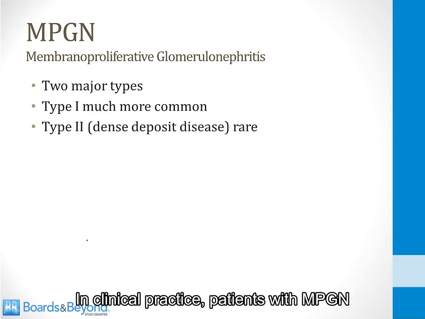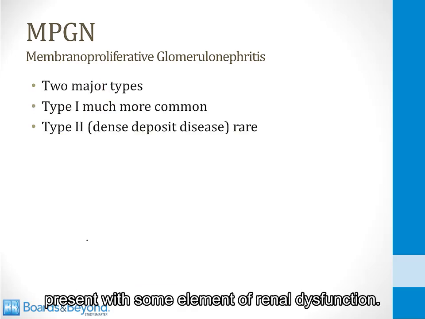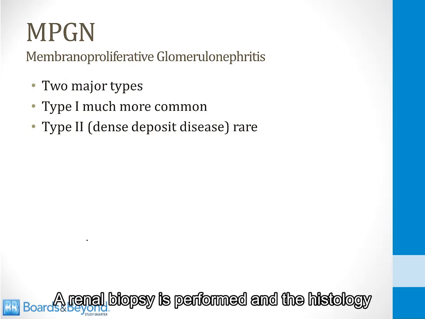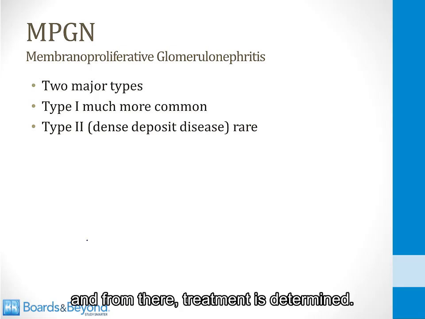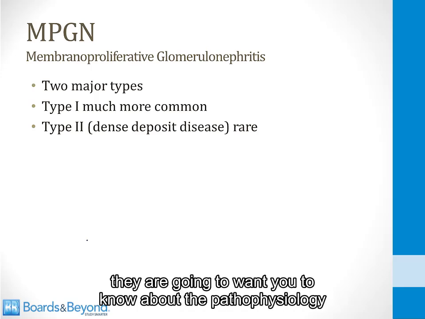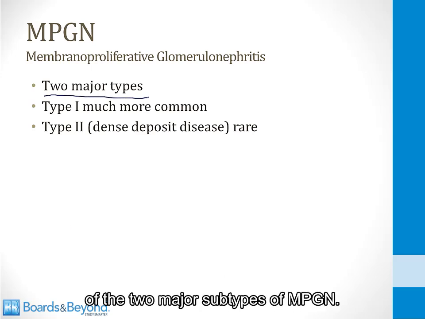In clinical practice, patients with MPGN present with some element of renal dysfunction. A renal biopsy is performed, and the histology shows evidence of MPGN. Then the diagnosis is made, and from there, treatment is determined. However, for step 1 of your boards, they are going to want you to know about the pathophysiology of the two major subtypes of MPGN.